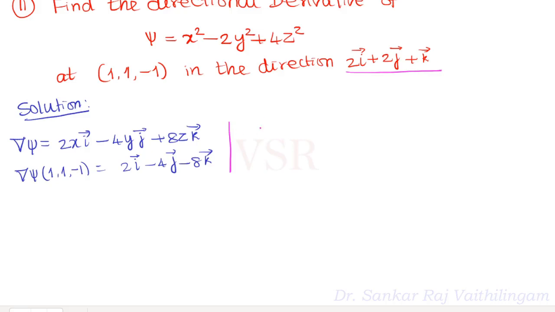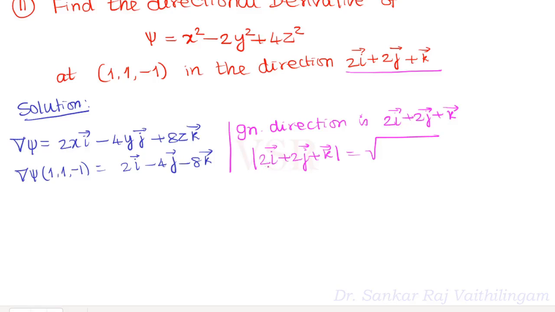இப்போ கொடுத்துருக்க given direction is 2i vector plus 2j vector plus k vector. அப்போ then modulus of 2i plus 2j plus k which is equal to square root of 2 square plus 2 square plus 1. This is equal to root 9, that is equal to 3.